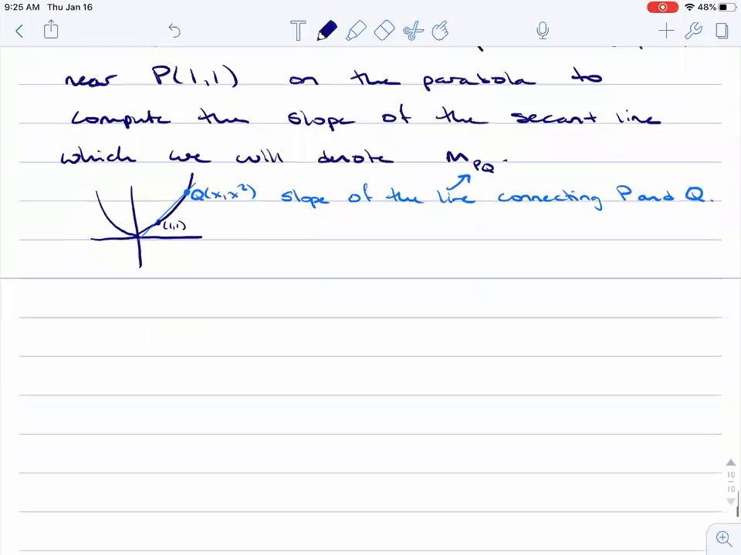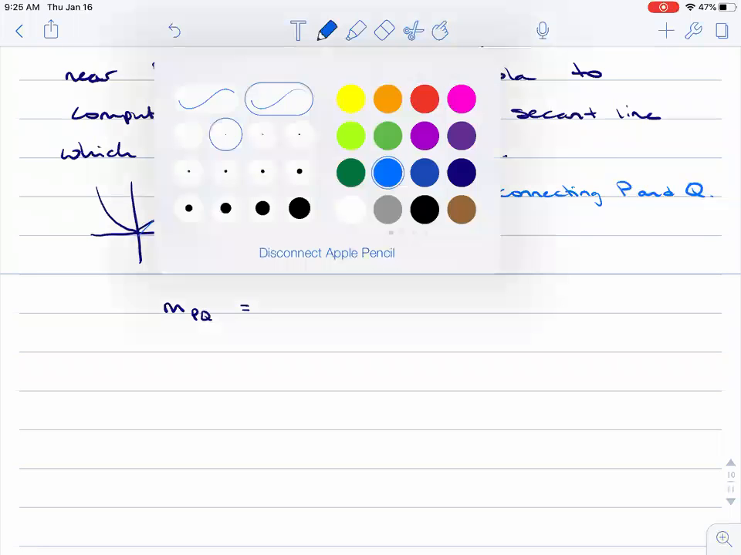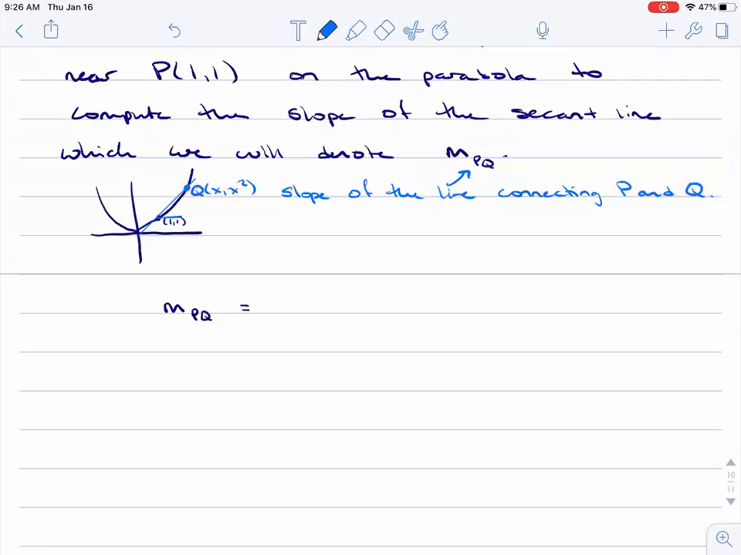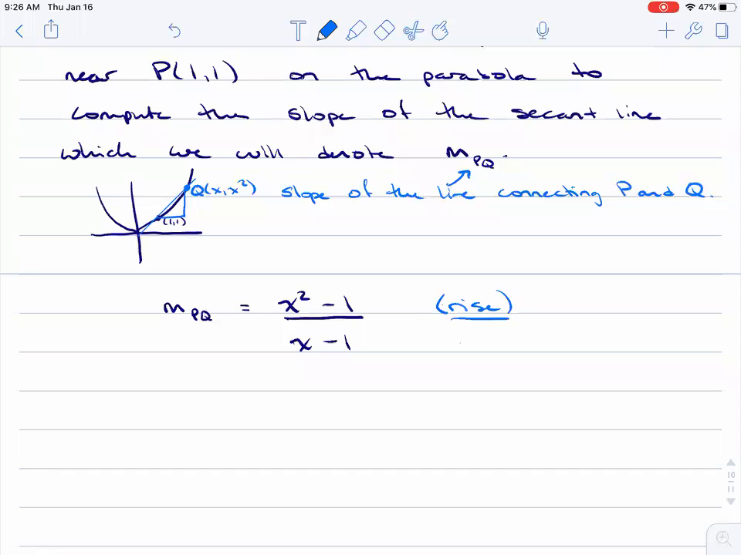So we know that the slope between P and Q is rise over run. If we're looking at this diagram here, our rise would be between x squared and 1, so x squared minus 1. And my run is going to be x minus 1. Rise over run.